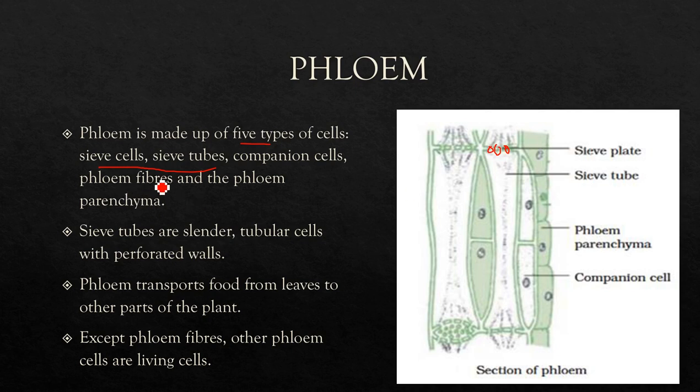Sieve tubes are slender, tube-like structures, and they are perforated, meaning pores are present in their walls. Phloem transports food from leaves, because leaves are the site of photosynthesis. There only food will be formed, and from there that food is transferred to various parts of the plant body. Except phloem fibers, all phloem cells are living.